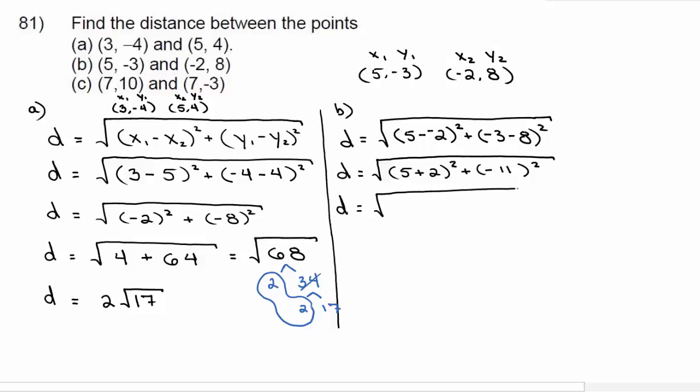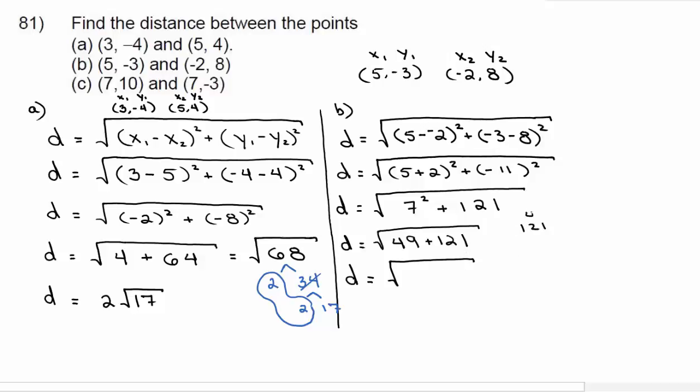And when we add 5 plus 2, that's just going to give us 7. And then we're going to square that. And 11 squared, oh sorry, negative 11 squared is 121. 7 squared is just going to give me 49. And 49 plus 121, let me work that out and make sure I don't make any mistakes here.